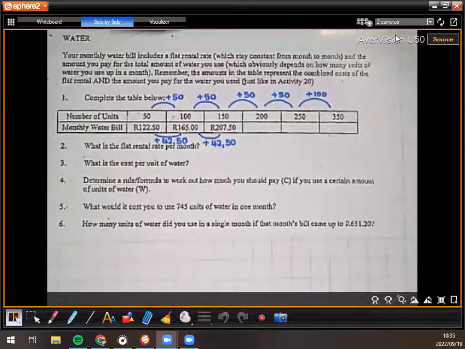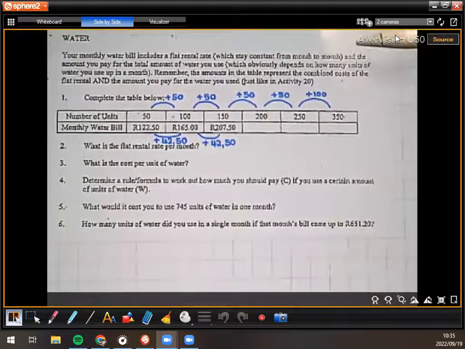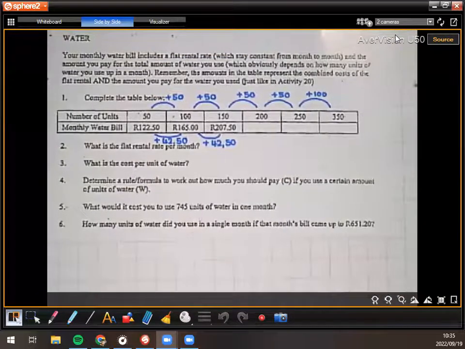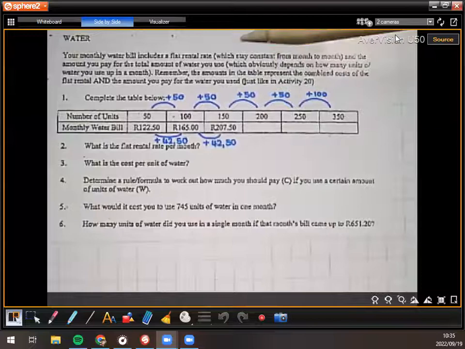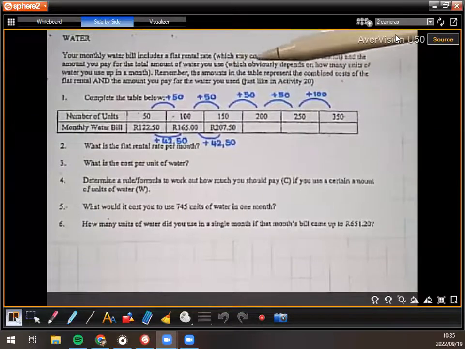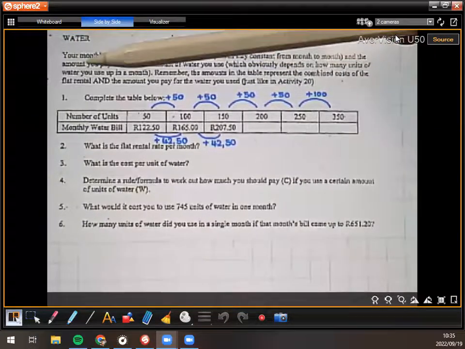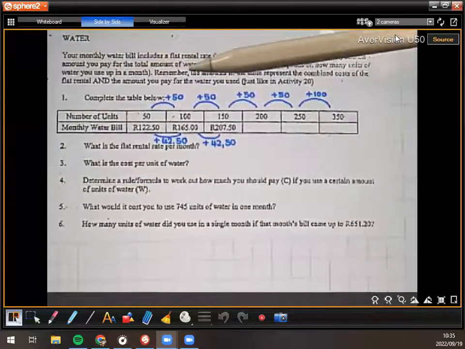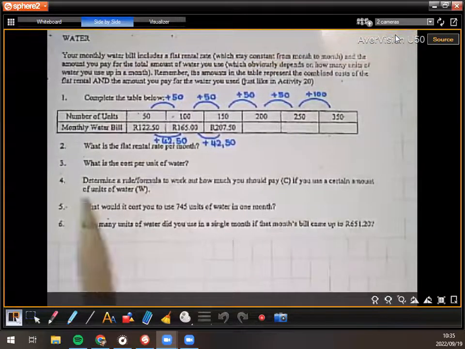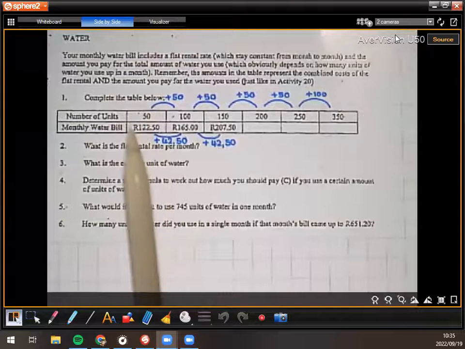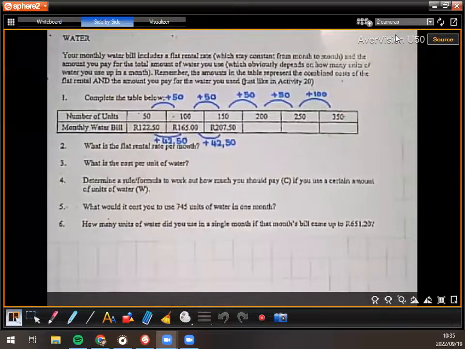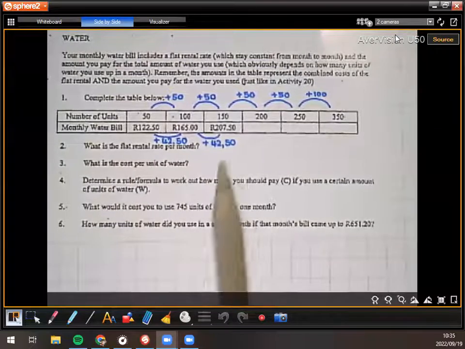So they're saying here your monthly water bill includes a flat rental rate which stays constant from month to month, and the amount you pay for the total amount of water you use, which depends on how many units you use. The amounts in the table represent the combined cost of the flat rental and the amount you pay for the water you use. Okay, so they've told us here, I almost want to say that the first two values are the most important to look at, because after that it all follows that same pattern.